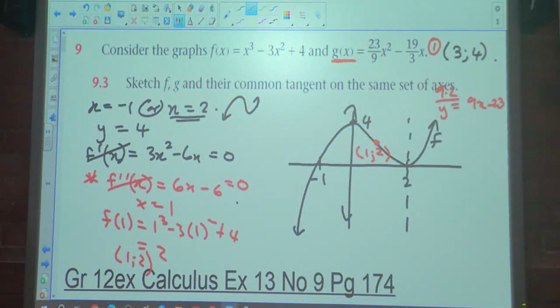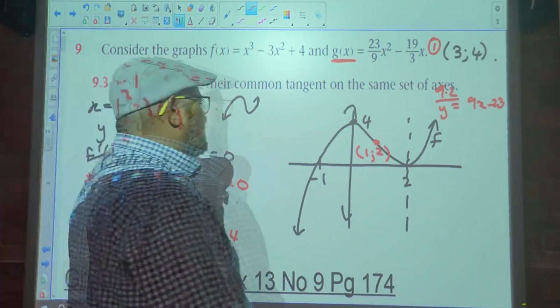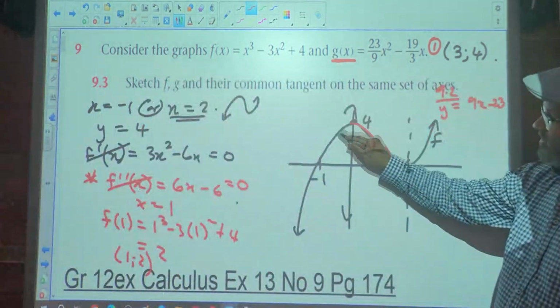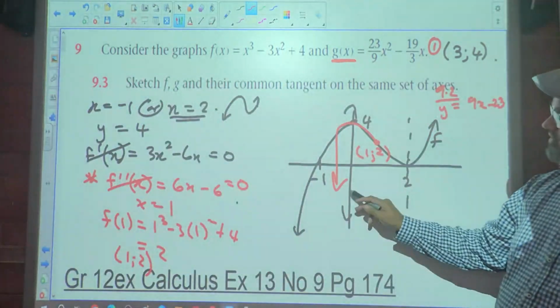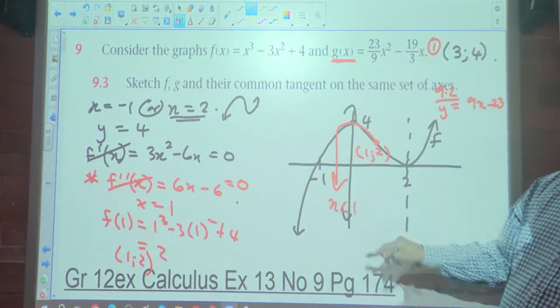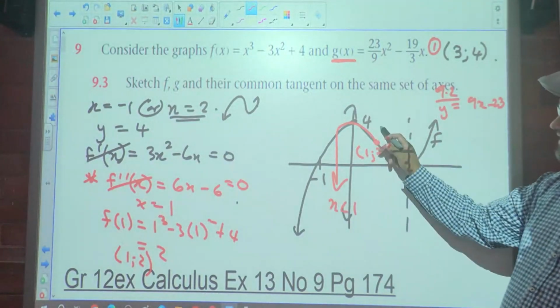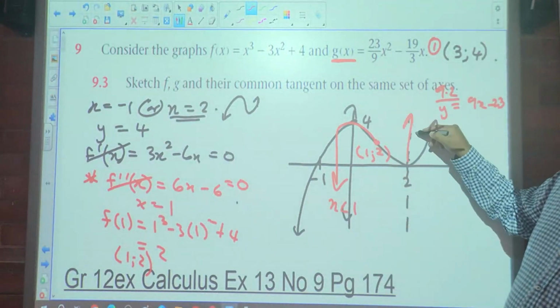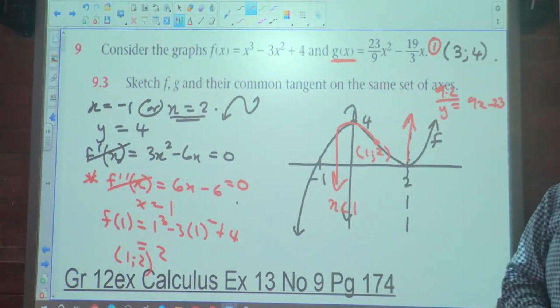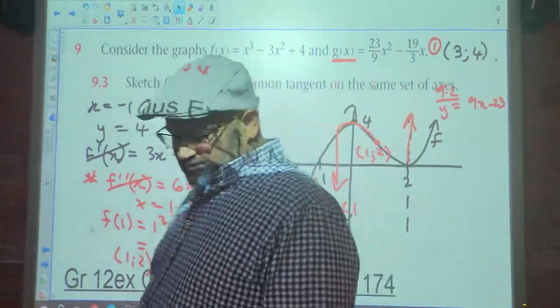Okay, and that's the point of inflection. If it asks you with regards to concavity, this graph is concave down for x is less than 1. Not 2, 1. It's to do with the x value. And that is concave up for x is more than 1. Okay.